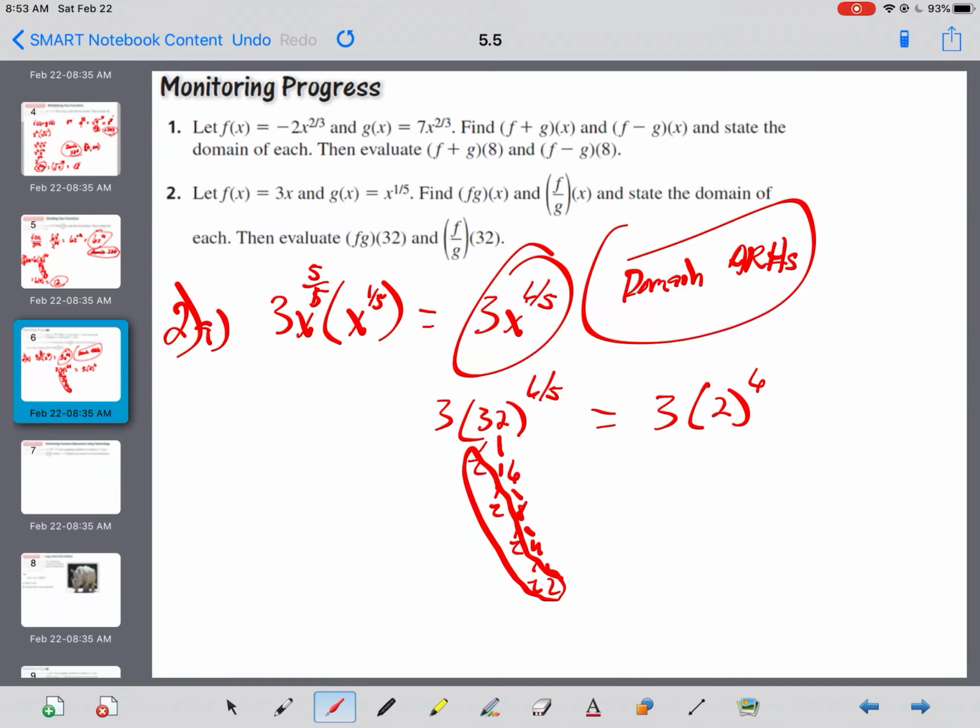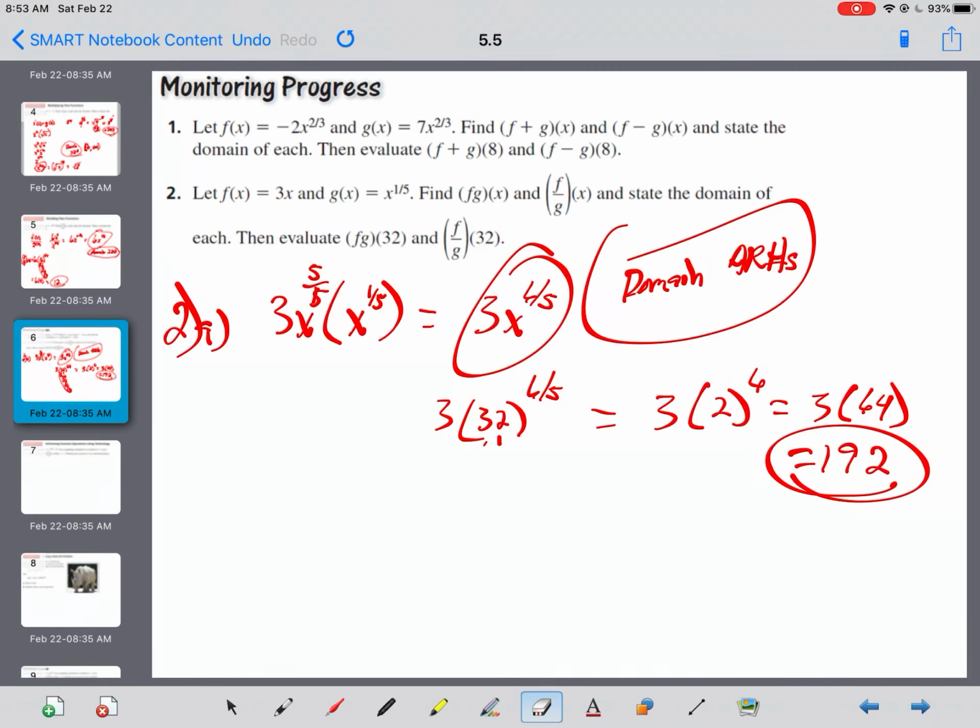3 times 2 to the 6th. Let's see, 2 to the 5th was 32, so 2 to the 6th is going to be 2 times 32, which is 3 times 64. And 3 times 60 is 180, and 3 times 4 is 12, so that should be 192. Okay, ran out of room there.